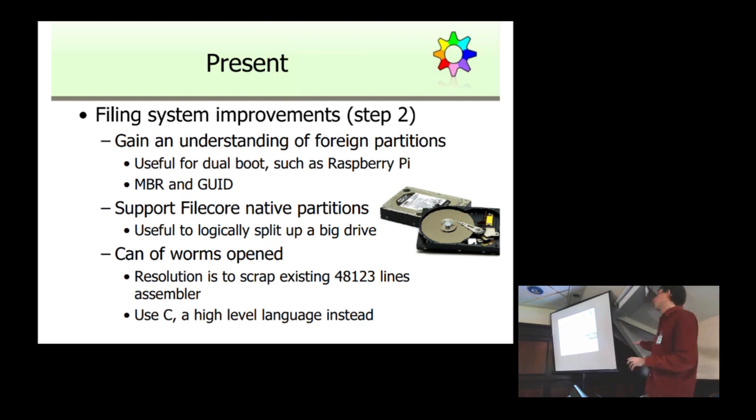So it's actually not quite turned into the project that was originally envisaged. It'll still end up with the same outcome of being able to support partitions, but we'll also end up with a shiny new Filecore that's written in C so that we can maintain it a lot more easily. That's bad grammar, isn't it? A lot more easily, thank you. So it's running it through my grammar path, so that doesn't make sense. Yeah, a lot more easily in the future.